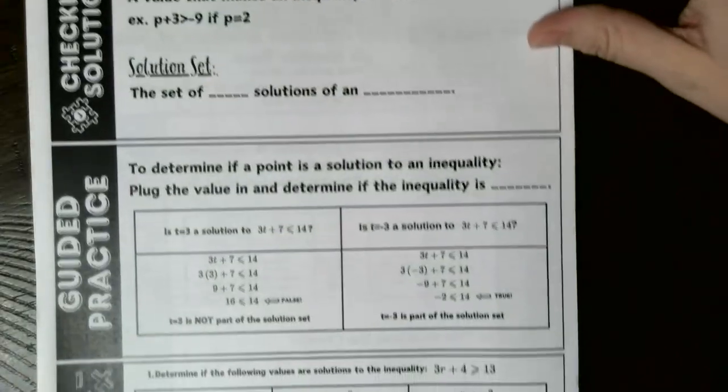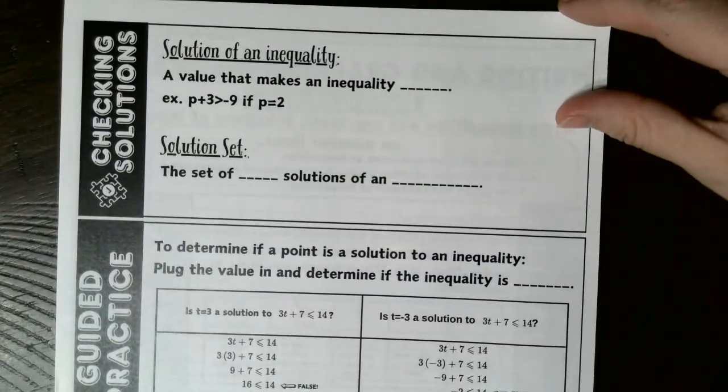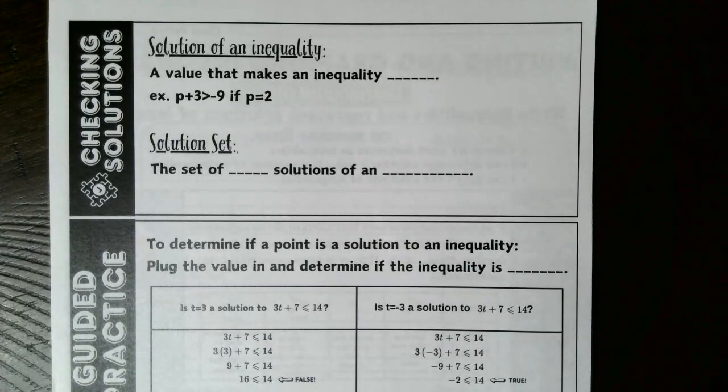So on this slide, we're going to be talking about checking solutions. This was part of our success criteria, so this slide is going to focus on that. When we're checking solutions, that means that if I'm going to put in a value for my variable, I need to make sure that it actually makes sense with the symbol that I already have in my expression.